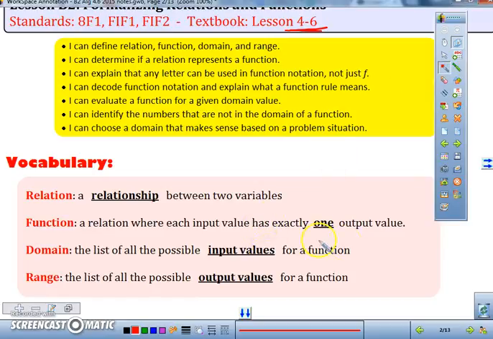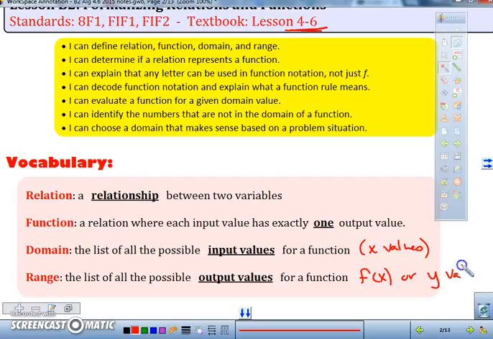So a lot of times we think of input. We also think of it as our x values in a function. And our output, if we're thinking about a table, is going to be our f of x, or sometimes what we have referred to in the past, your y values. Okay, so keep that in mind as you are working with it.